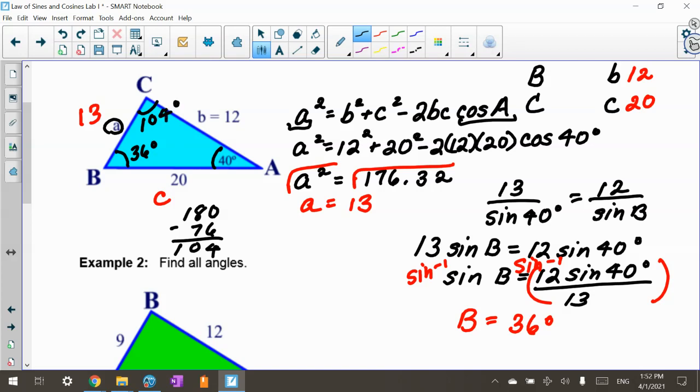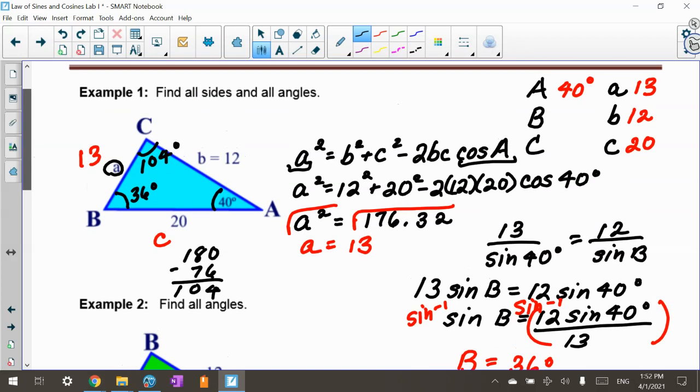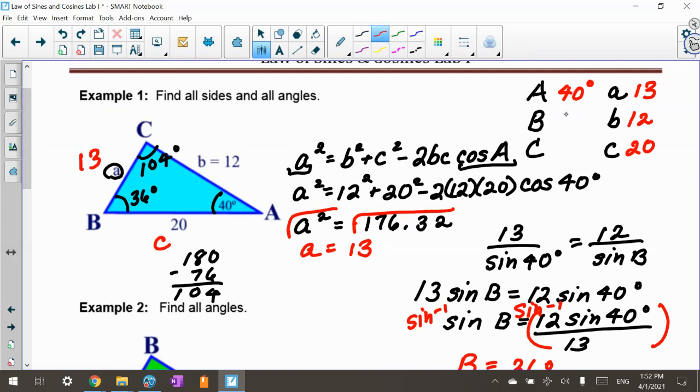That's what I wanted you to remember, to remind yourself that once you find two, you can find the other one. So I'm going to come up here and list this. So I know that angle B is 36 degrees. We just found it. And that C is 104 degrees. And I know they all add up to 180. So that's how you use the law of sines and cosines.